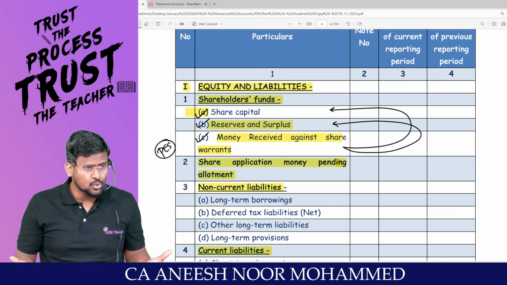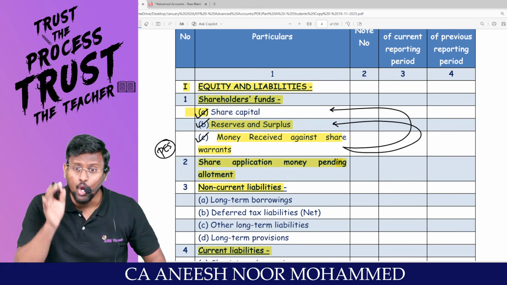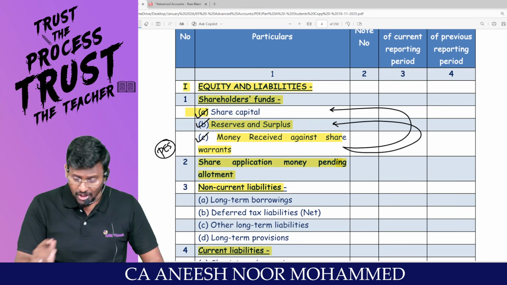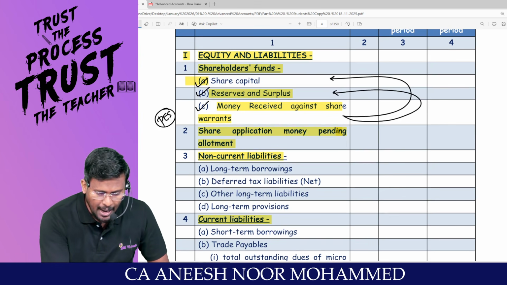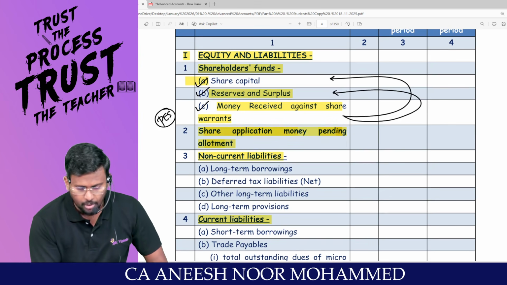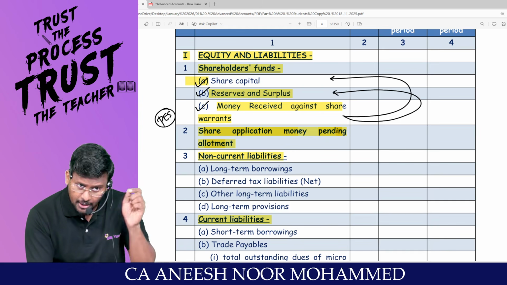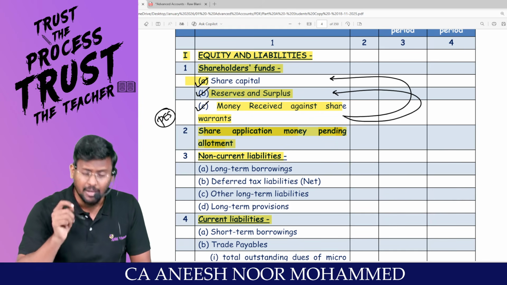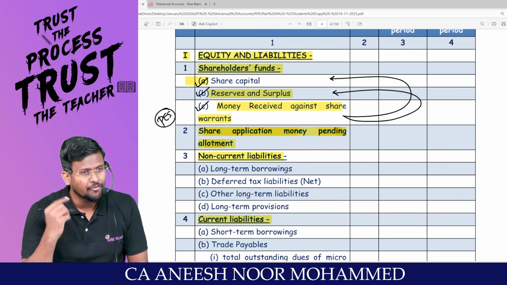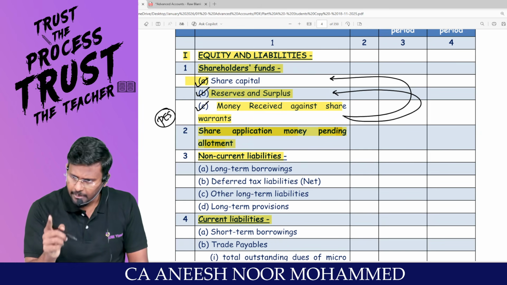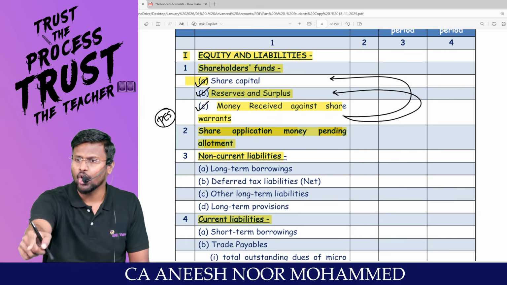Whereas there are certain other shareholders who have given their money, but my dear lovable students, I have not issued or allotted the shares to them. That is not a share warrant. Look, share application money pending allotment is not for share warrant. This is for share capital only. Shareholders gave the money, but I have not allotted. Sometimes I may refund the money. That means this may become share capital, or may not become share capital.